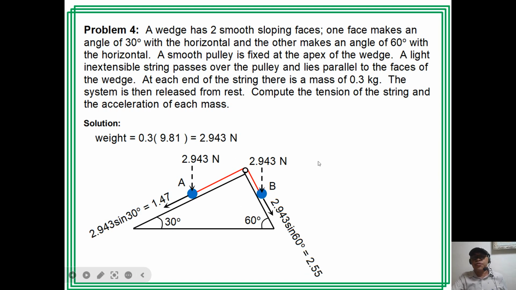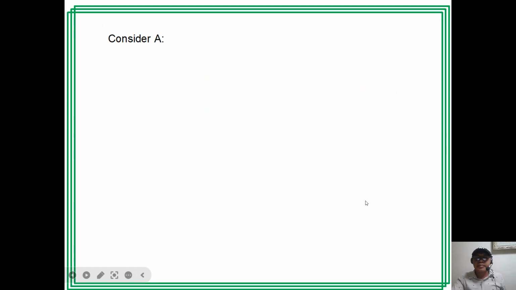If we just consider the system as at rest, this is 1.47, this is 2.55. So, meaning, when released from rest, this will move to the right. Block A will move up, while block B will move down, with an acceleration, of course. From rest, and then with acceleration, this will move up. So, the motion is to the right. We note that.